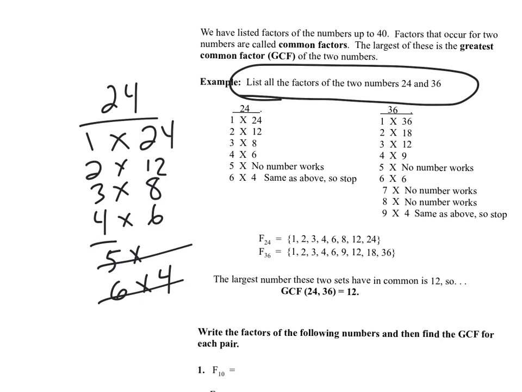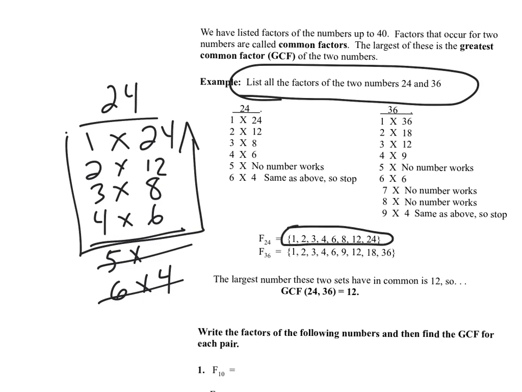Okay, so 24: 2 times 12, 3 times 8, 4 times 6, 5 does not work, and 6 repeats. So we're done because 6 is right here, right? And so these are the factors of 24, and we would list them. You can see they wrote them right here, in order. We start with 1, and then 2, 3, 4, 6, 8, 12, and 24.